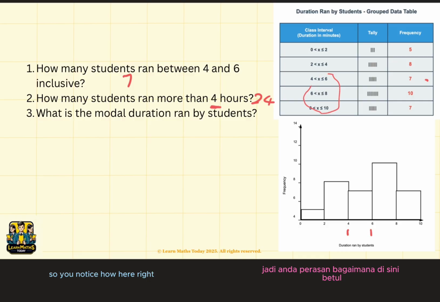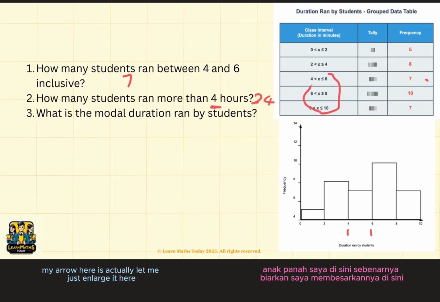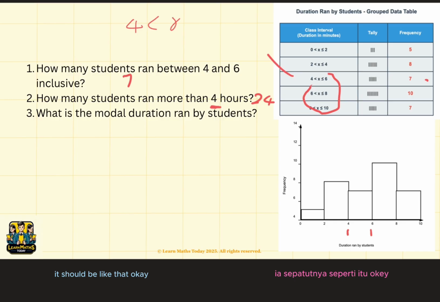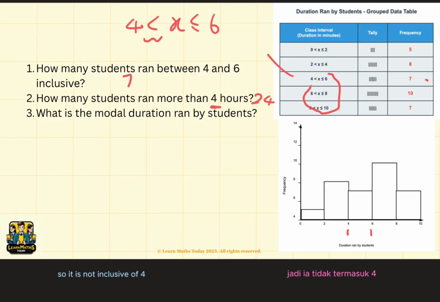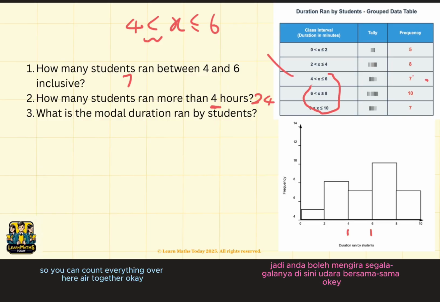So you notice my arrow here, let me enlarge it. It should be like that. Notice how this is x is more than 4, it's not x is more than or equal to, just x is more than 4. So it's not inclusive of 4. So you can count everything over here and add together.